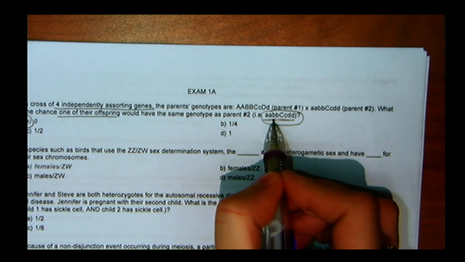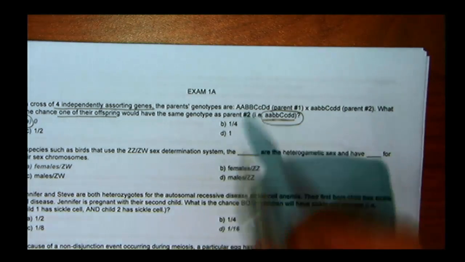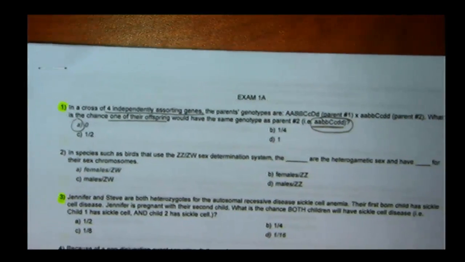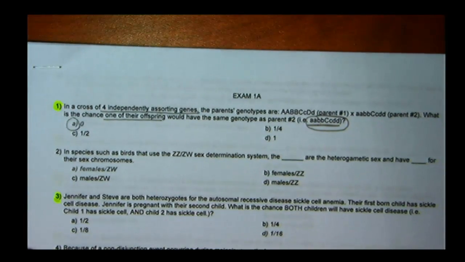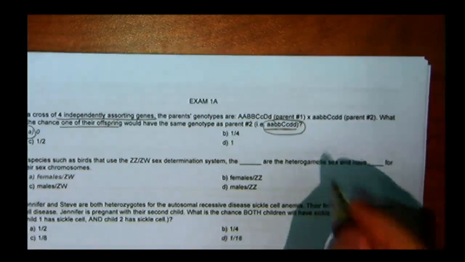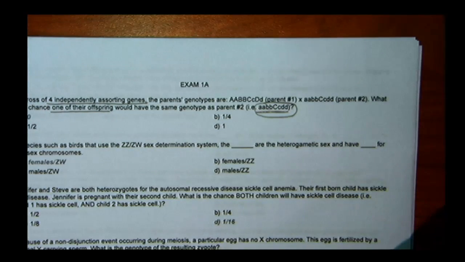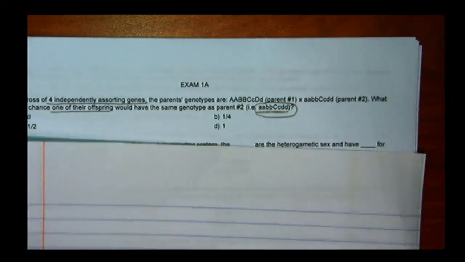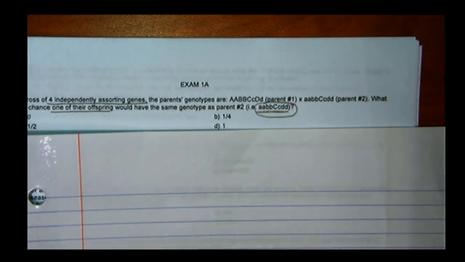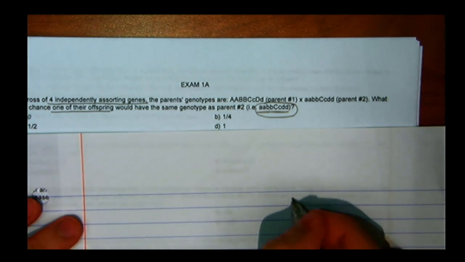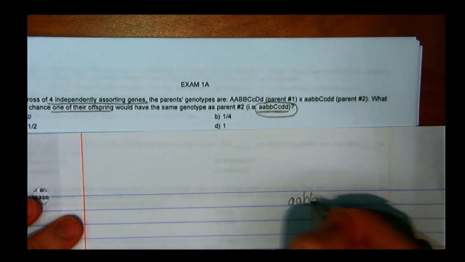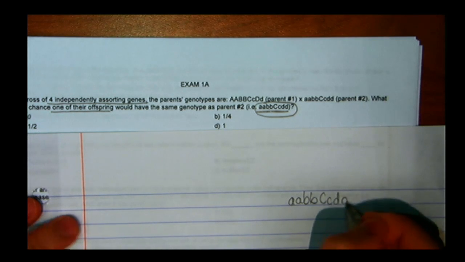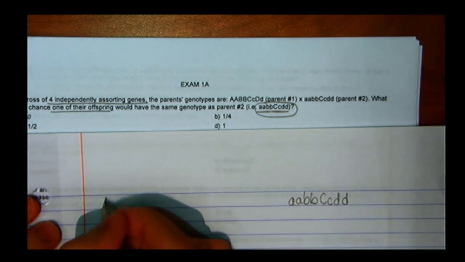To use for what? Just in general, just this type of problem? Okay, so let me get a piece of paper just so you can see it a little better. Okay, so you're trying to find, you're crossing these two in hopes of getting this offspring.